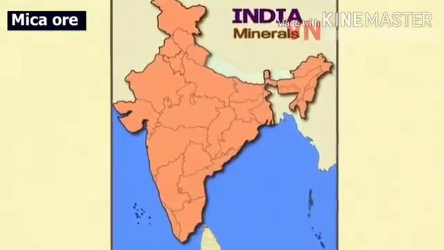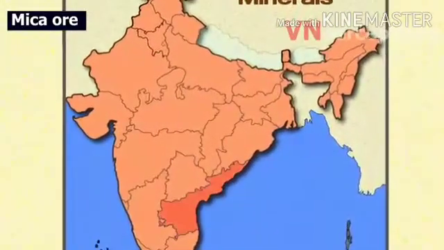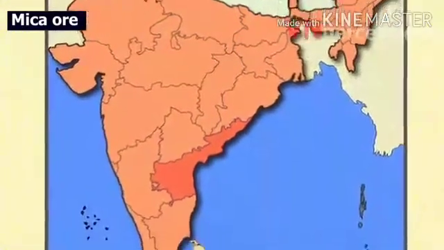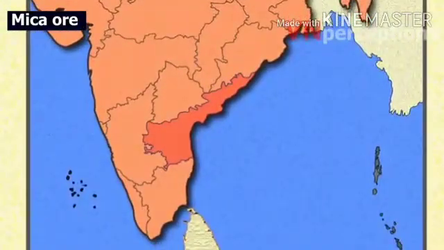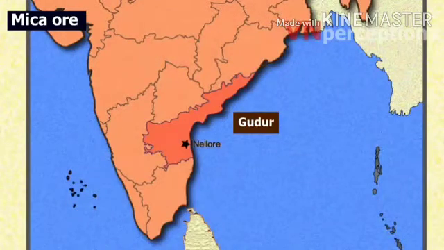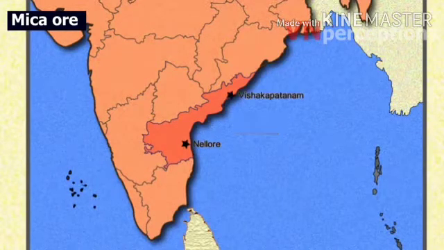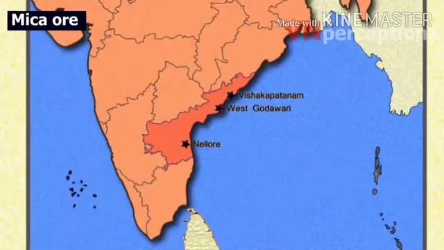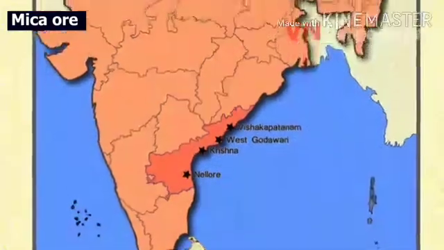Now, the important states where mica is found are Andhra Pradesh, Rajasthan, Bihar, and Jharkhand. Andhra Pradesh ranks first in production. The mica belt lies in the Nellore district. It is found in the Gudur mica mines. Gudur is a town in Nellore district. Then it is Visakhapatnam, West Godavari, and Krishna. These are the other important mica producing districts.